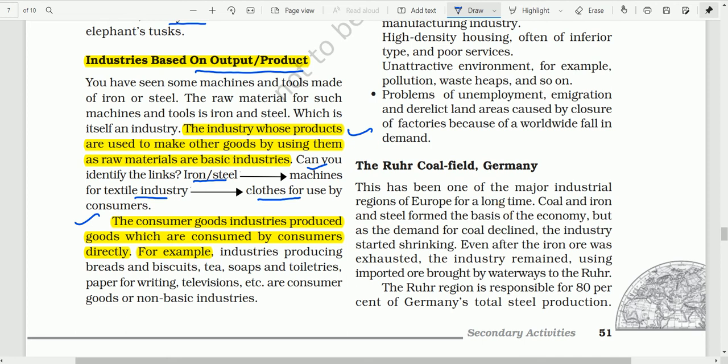So another type of industry based on the output is the consumer goods industries, which produce goods which are consumed by the people directly. For example, industries producing bread and biscuits, then the tea industry, soap industry, toiletries, then paper for writing, television, making of mobile phones. All these are examples of these consumer goods industries.